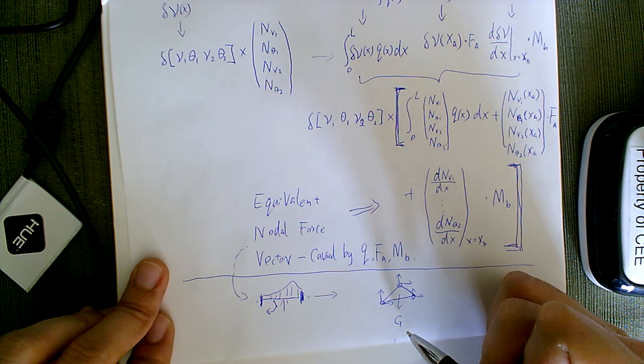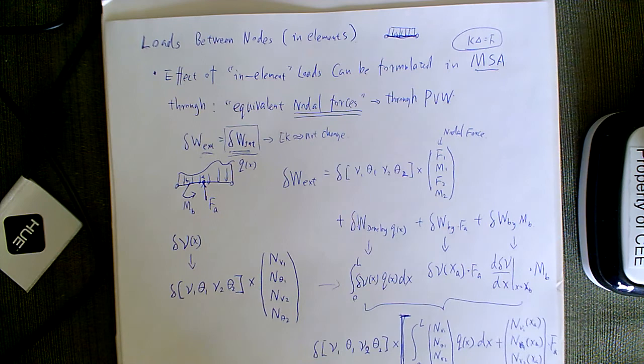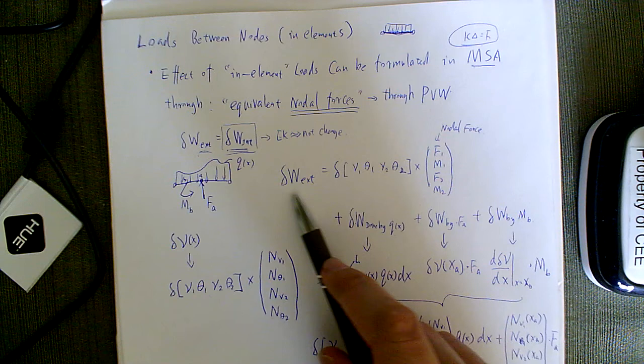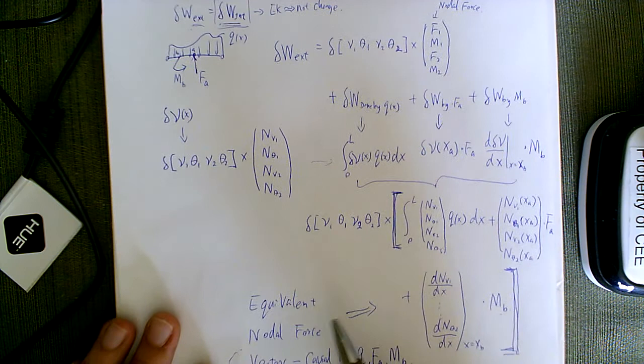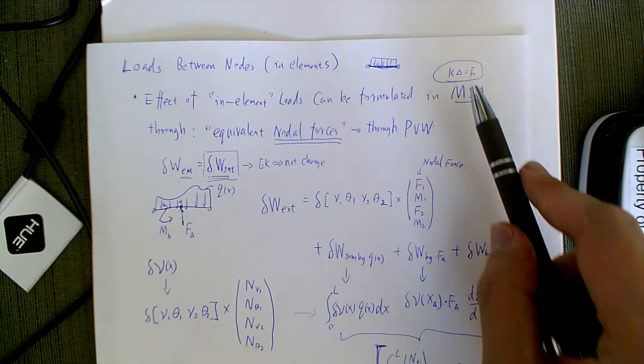Okay, so that's how you take care of the loads between nodes: you take their contribution to external virtual work and then combine them with the real nodal forces. They become your equivalent nodal force vector. Then add it into your MSA analysis as external load, then you're done. All right.